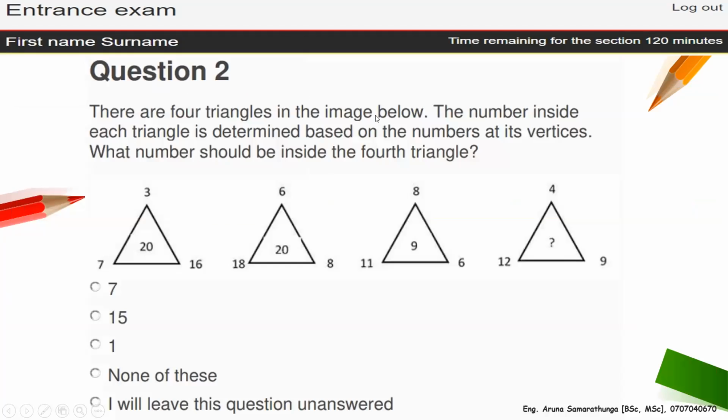It's easy. You have to identify the pattern here. Yes, you can use a calculator. It's allowed, but there is a screen calculator inside the online exam, so you have to use that one. Okay, the screen calculator, not the physical calculator.